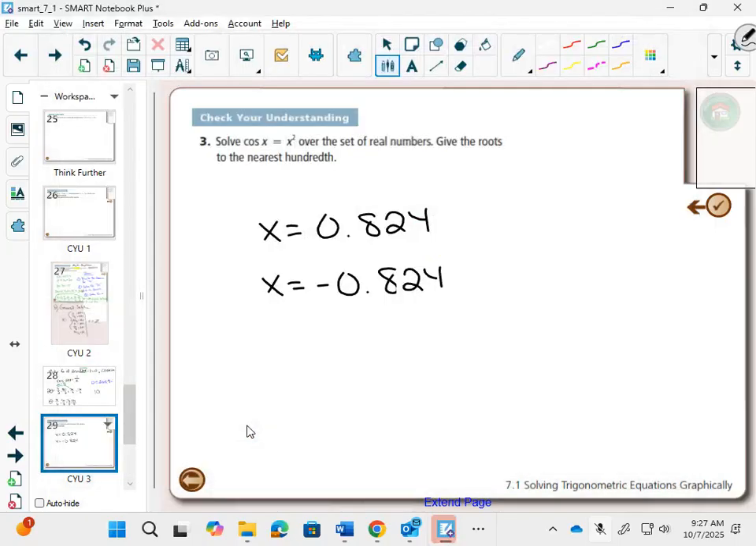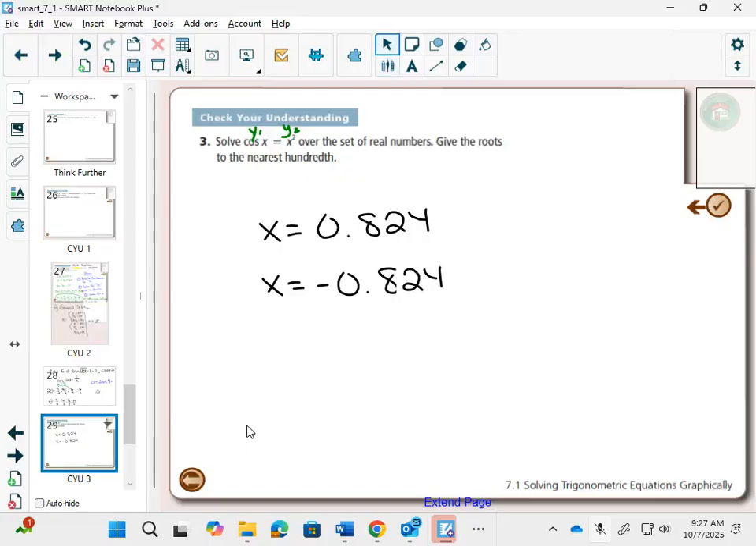AP Calculus often uses graphing calculators to find solutions. So knowing how to graph things on your graphing calculator, knowing that you can always solve an equation no matter what it is by putting one equation into y1, one equation into y2.